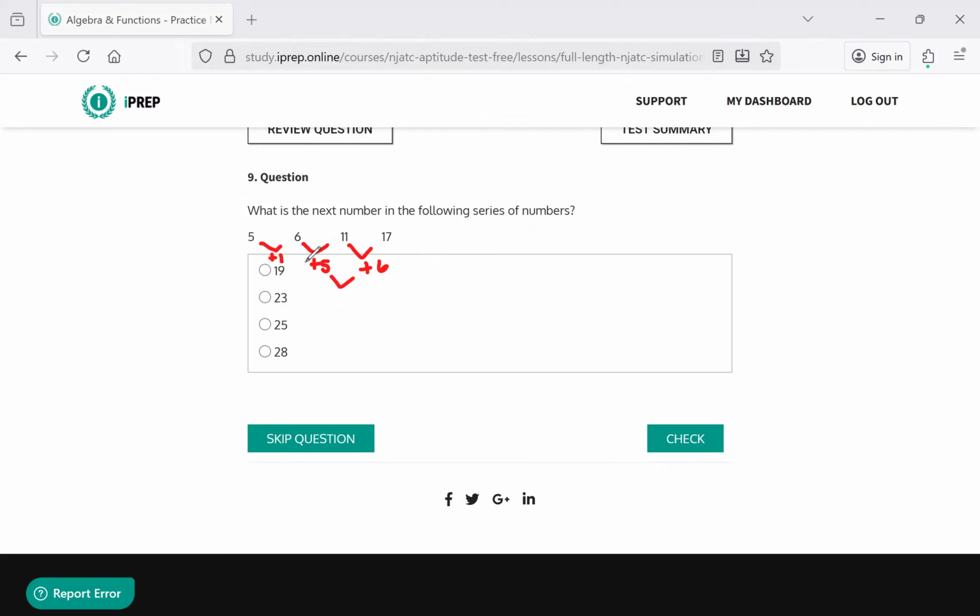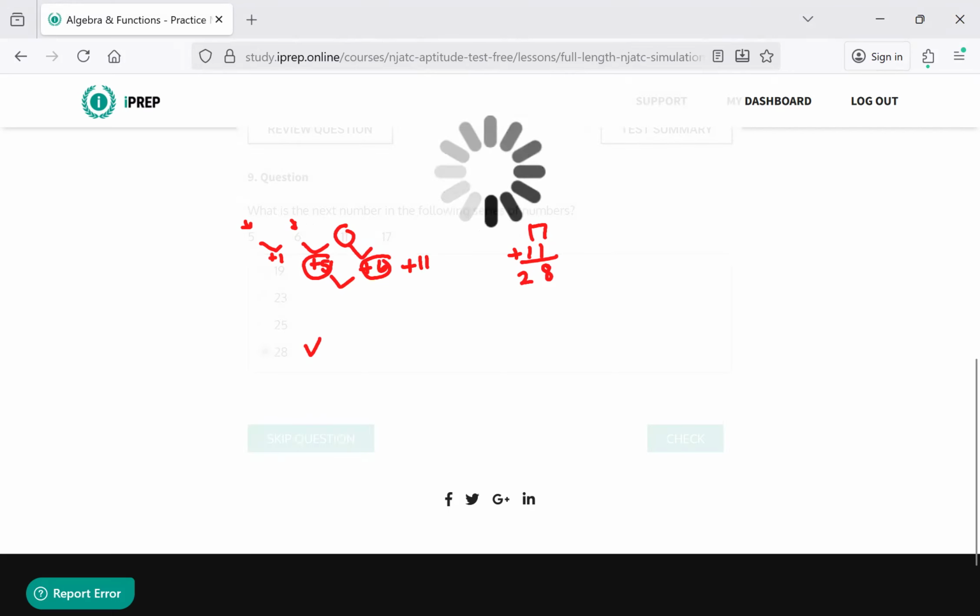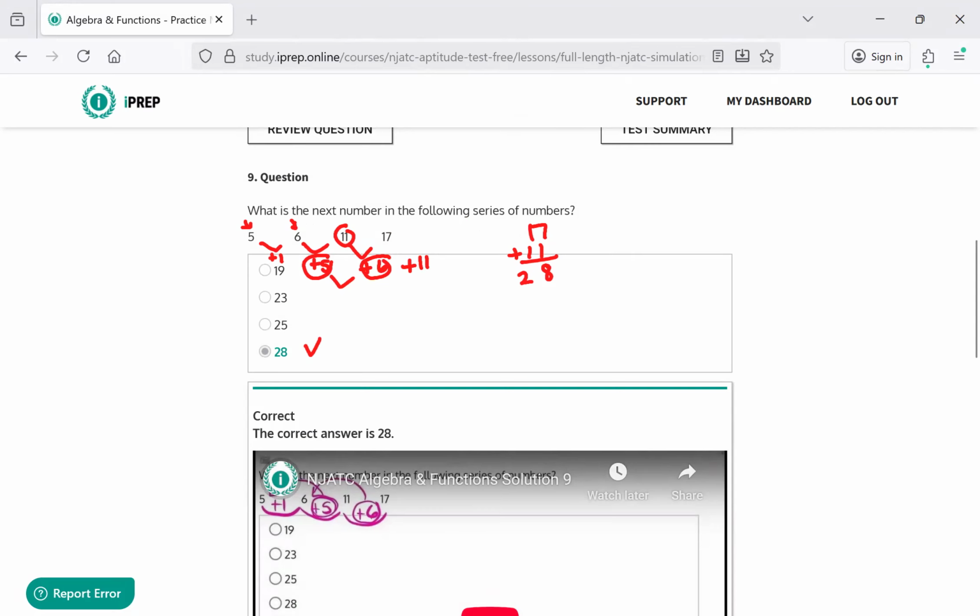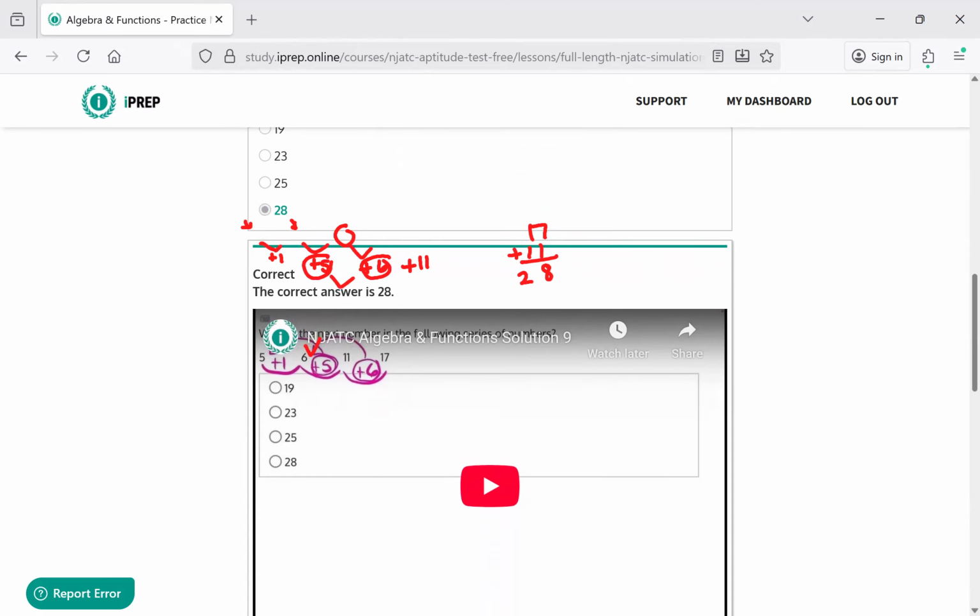Oh, I see. Do you see the pattern? This plus 5 is the same thing as this number here. And then this plus 6 is the same number here, right? So the next number will have to be the same number as this, right? So you have to add 11. What's 17 plus 11? It'd be 28. So yeah, I think it's the last one. Yep, correct.